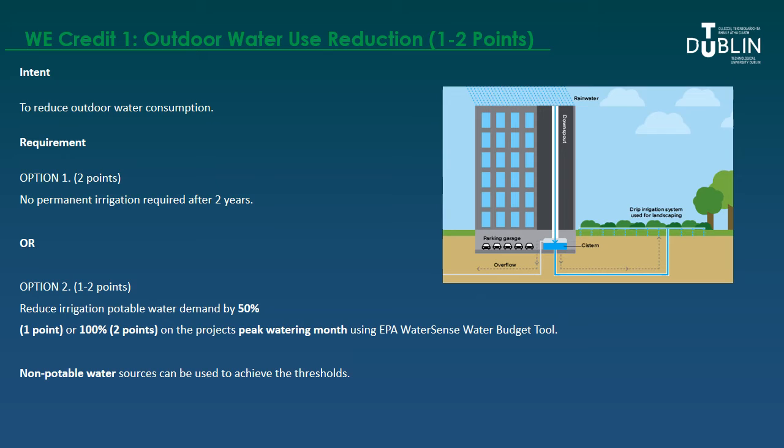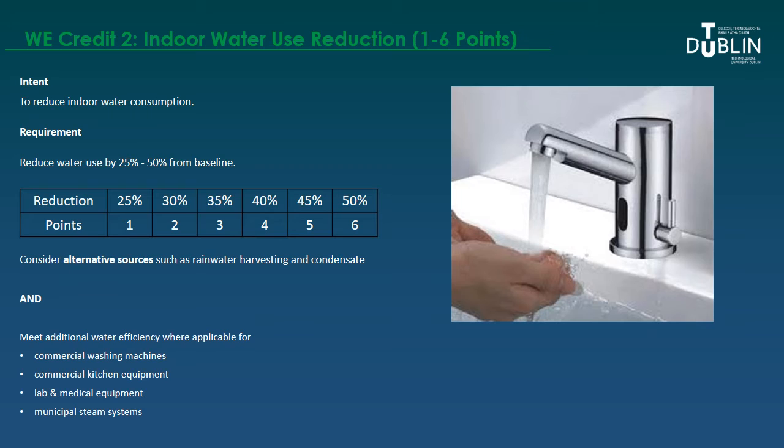So the prerequisites, you have to do 30%. If you want 1 point, you do 50%. And if you want 2 points, you do 100%. And if you want to, you can use non-potable water sources to achieve those thresholds. So to replace the potable water with non-potable. So it's not that you're totally reducing the use of water, that you're actually reducing the irrigation potable water demand.